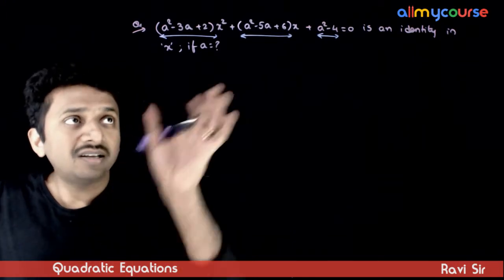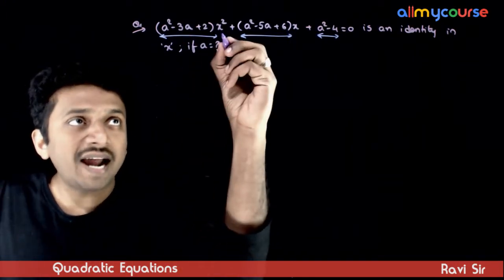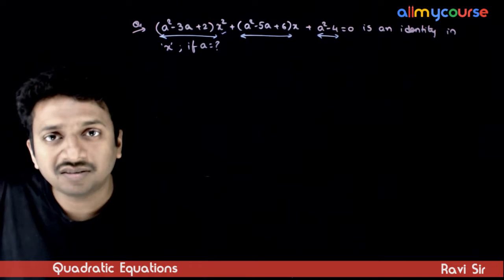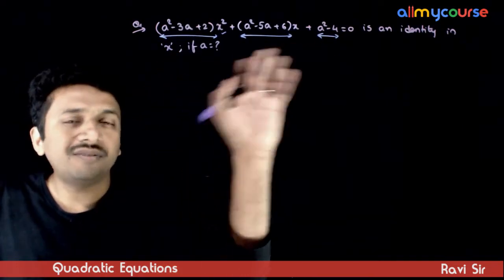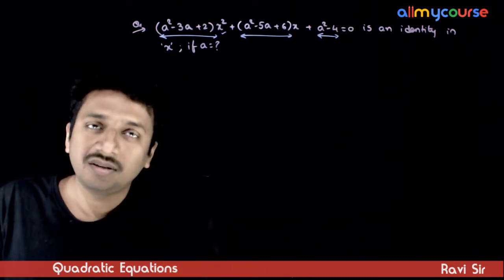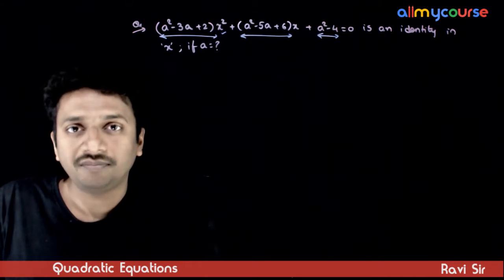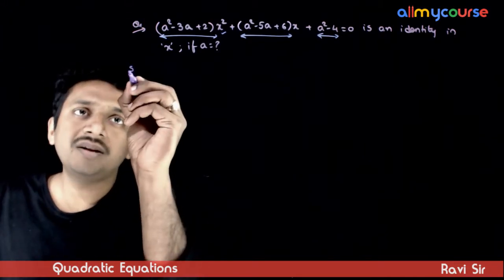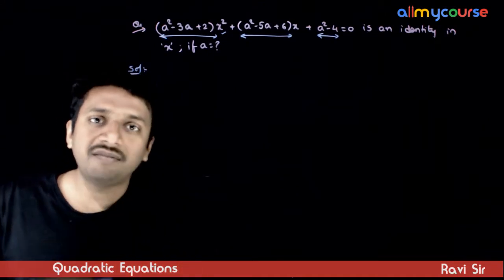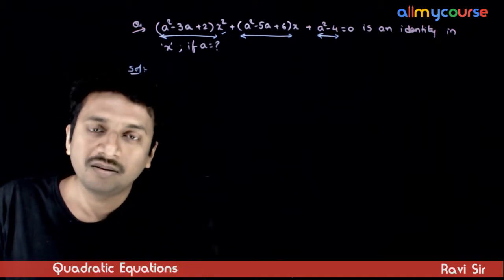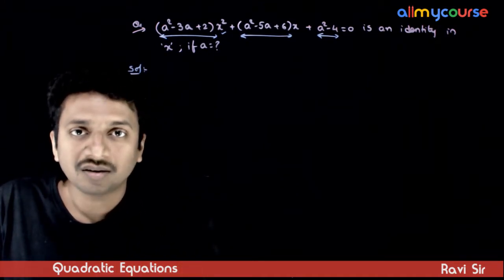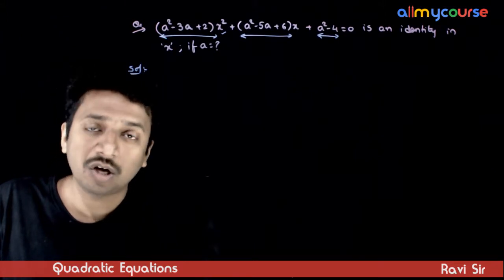So you're given that this equation is an identity in x. That means this equation is valid for every value of x. Then what should be the values of a? I hope you can relate this to the concepts that we have learned before. So just take a pause here and see whether you'll be able to solve this question or not.